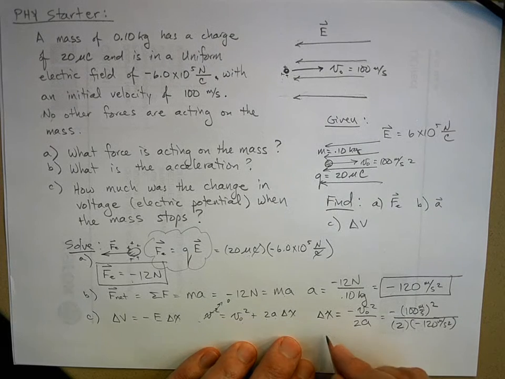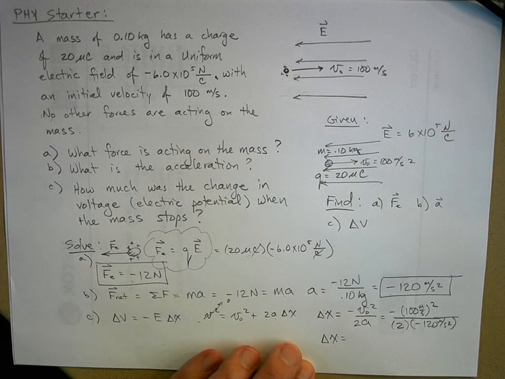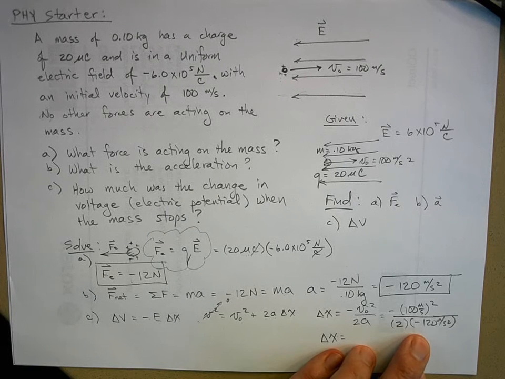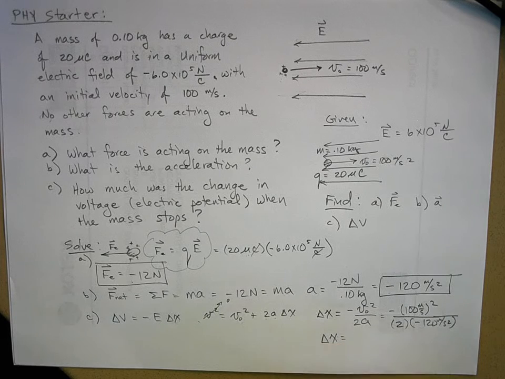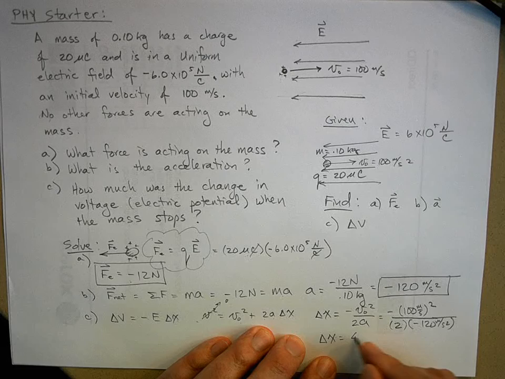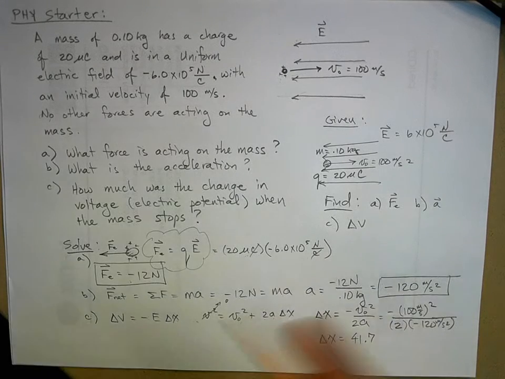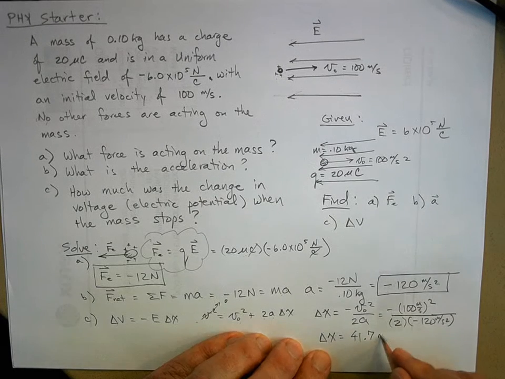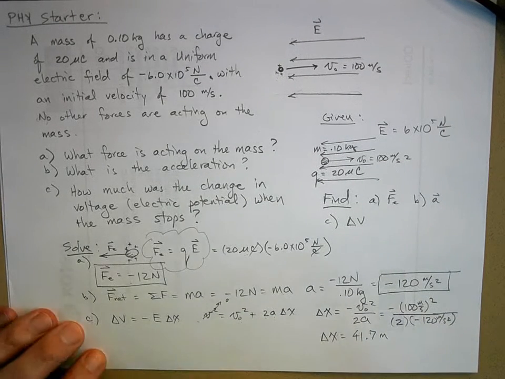So now delta X is equal to, let's see, that's 100 squared divided by 2 divided by 120, and I get 41.7. Did you get that? Anybody? 41.7, and it's positive. And that makes sense. It's going to go to the right. This is quite a long distance, meters. So now I can figure out what delta V is.